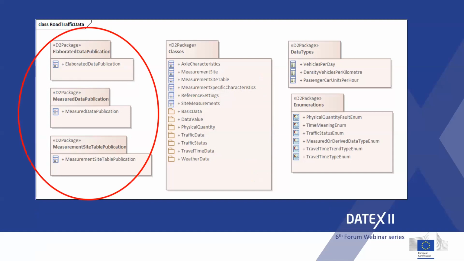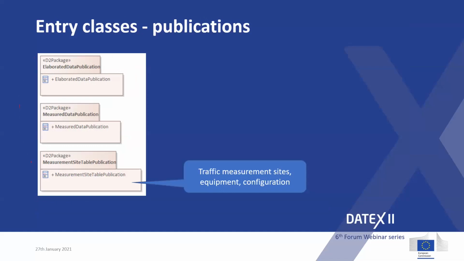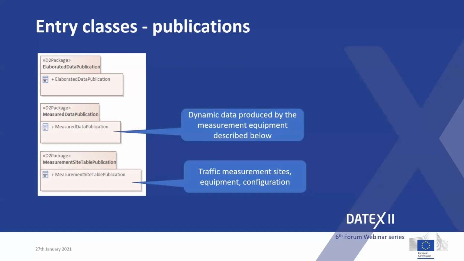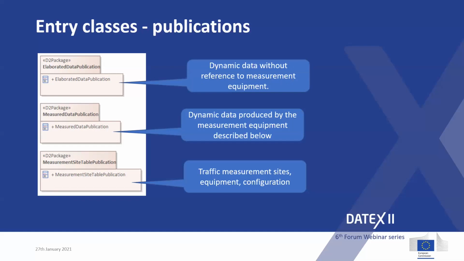Describing those, I'll start at the bottom. The measurement site table publication is really about static data describing measurement sites, traffic measurement sites, their equipment, their configuration, their positions, and so on, their static characteristics. Then when you have dynamic data to publish, you use a measured data publication. That contains the dynamic data produced by the measurement equipment that you have described in the measurement site table publication. If, on the other hand, you have traffic data that isn't really associated with any specific measurement equipment, you put that in an elaborated data publication.